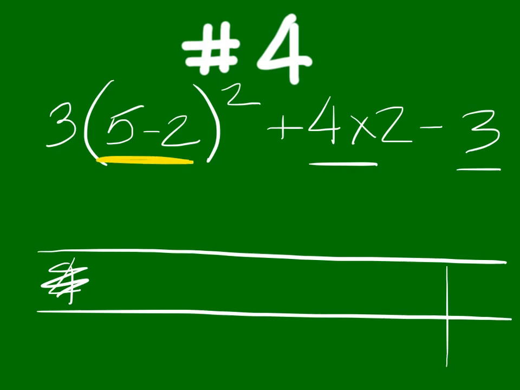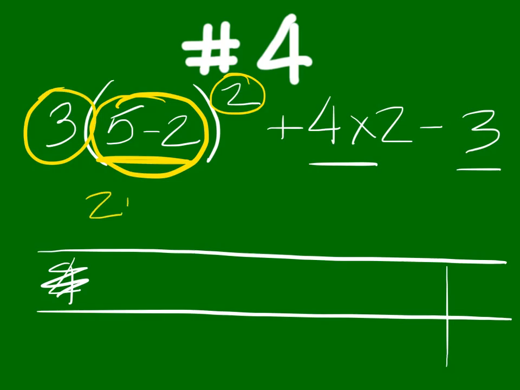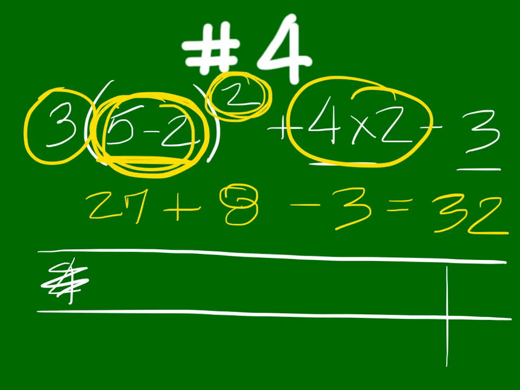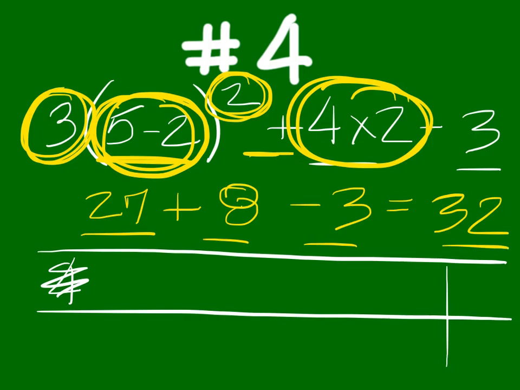Now this one should be 3. You should get a 3 from this part and square it to get a 9. And then 9 times 3 is 27. Plus 8. And then minus 3. You should get 32. Always do this first, square it, then multiply. And then you have this addition here, so you have to do this first and then go in order and come up with 32.